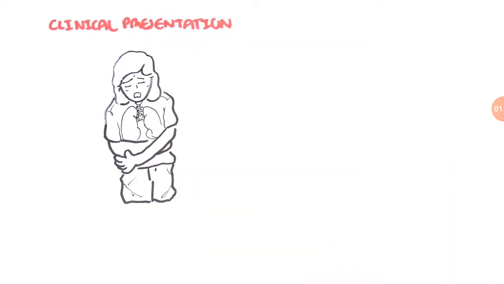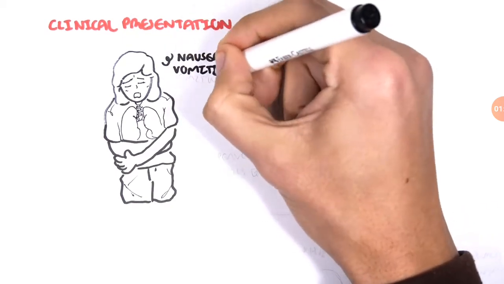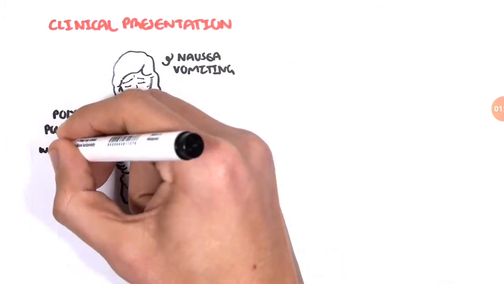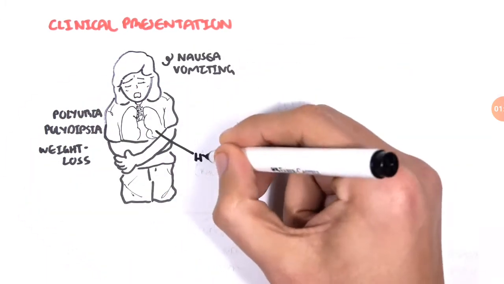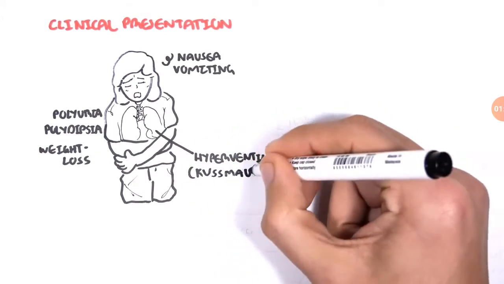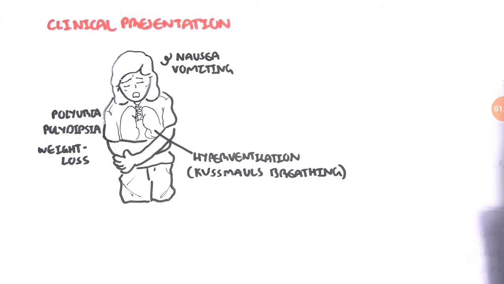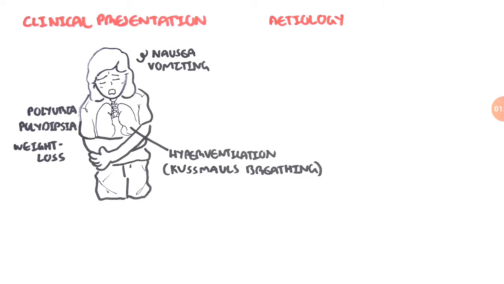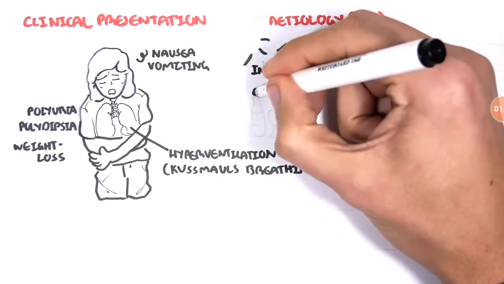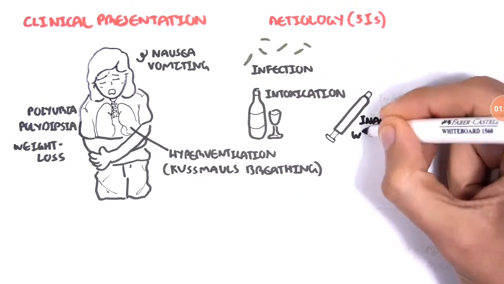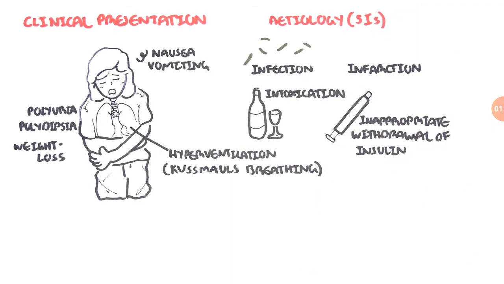The signs and symptoms of diabetic ketoacidosis are nausea, vomiting, polyuria, polydipsia, weight loss, and hyperventilation, known as Kussmaul's breathing. Now, diabetic ketoacidosis doesn't occur out of the blue. There are usually some triggers, and these etiologies can be remembered as the 5 I's. The 5 I's are infection, intoxication, inappropriate withdrawal of insulin, infarction, and intercurrent illness.